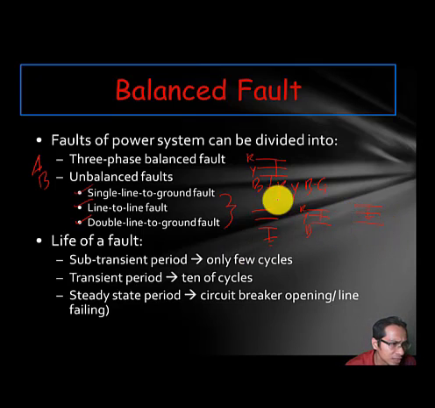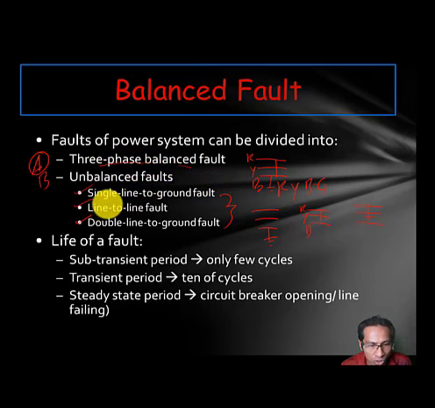So we have three subcategories for unbalanced faults: single line to ground faults, line to line faults, either red to yellow or yellow to blue, and double line to ground faults. In this subtopic, we only cover the balanced type of fault, which is type A, the three-phase balanced fault. The unbalanced faults will be covered in the power system analysis subject. Type A is quite simple. Type B is quite complicated. So we just focus on this type of fault.